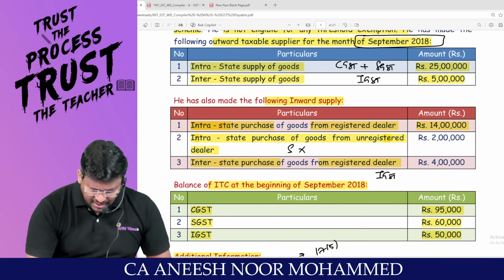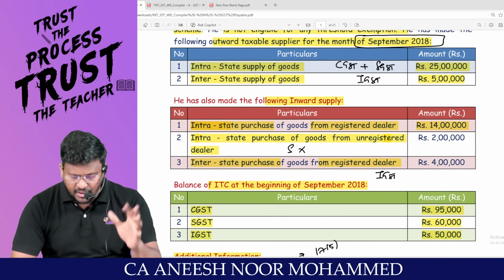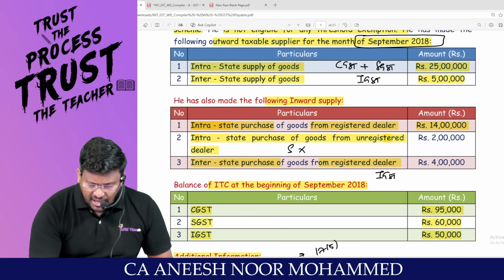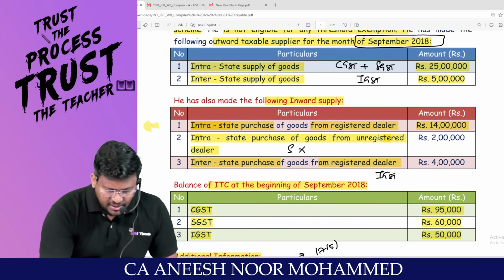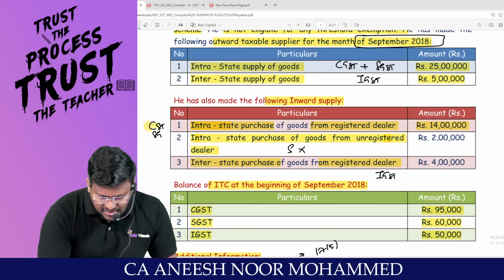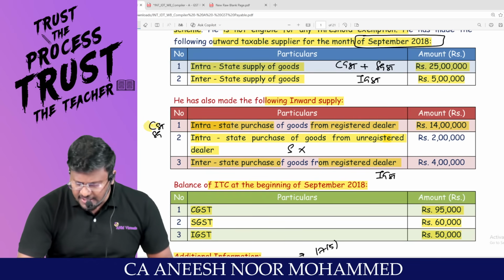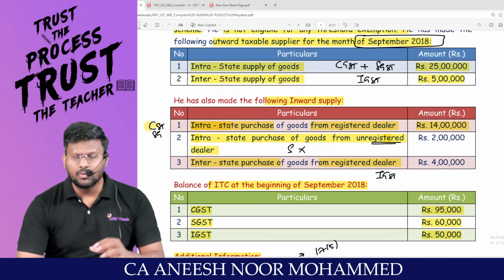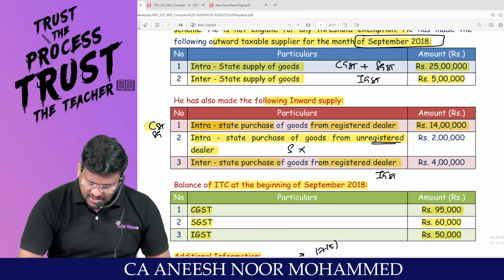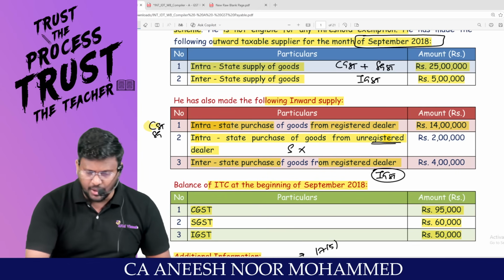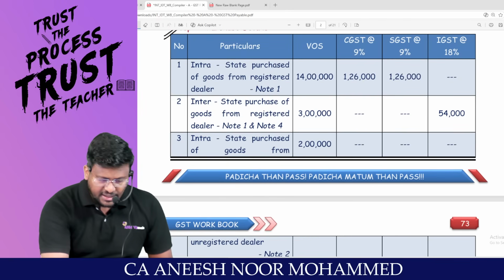These are the inward supply details. They themselves have given this. This is an intra-state purchase, which means CGST and SGST would have been paid. Since this is from an unregistered person, we would not have paid any tax. Since this is from a registered person, IGST would have been paid. So I have to copy paste that.